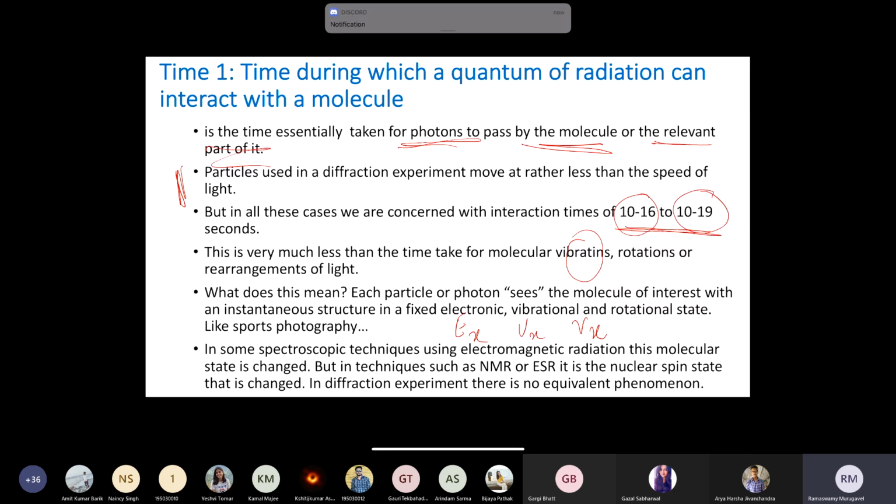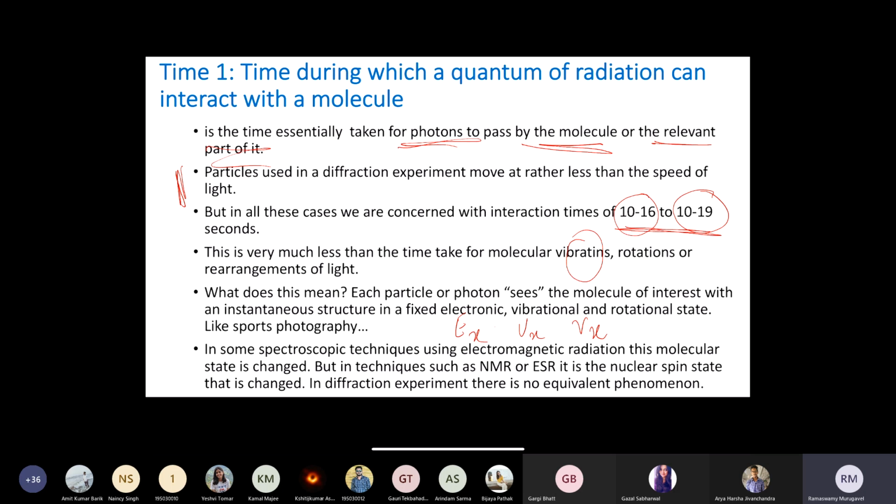In some of the spectroscopy techniques using electromagnetic radiation, this molecular state is changed. Essentially, the ground state is different from the excited state. But in techniques such as NMR or EPR or ESR, it is not the electronic state, but a nuclear state which is changed. So in a diffraction experiment, there is no equivalent. What I'm trying to say is that the change is sometimes electronic, sometimes nuclear, and sometimes neither electronic nor nuclear. It is simply diffraction, which does not fall into either electronic excitation or nuclear excitation. But all these techniques help us to know what molecule we have in hand.